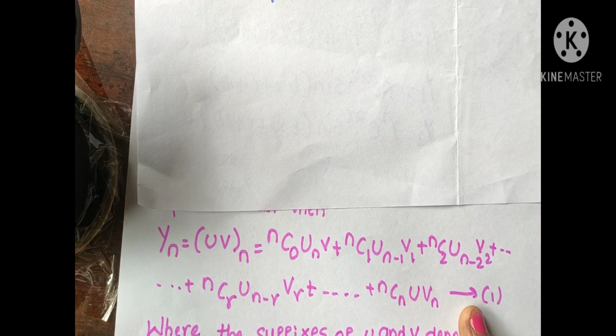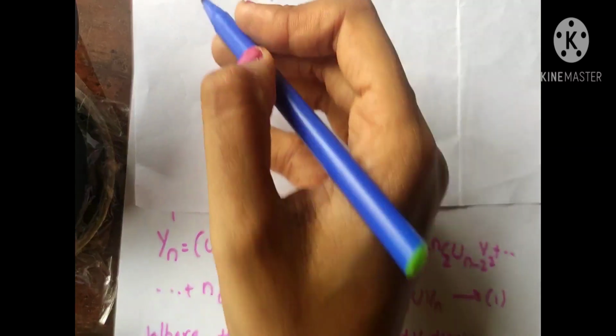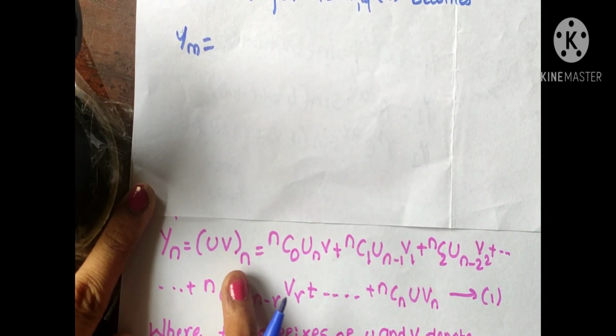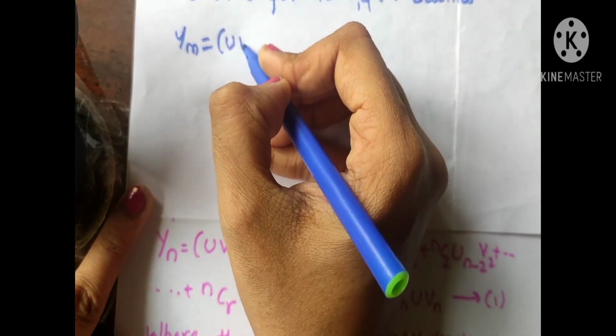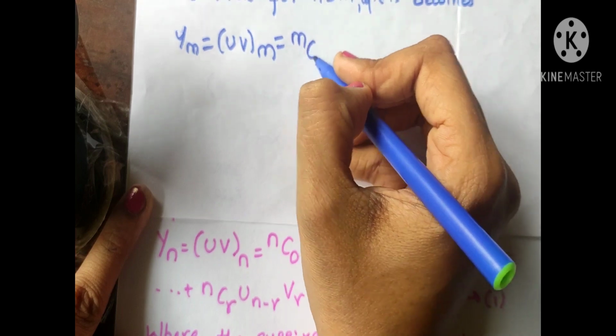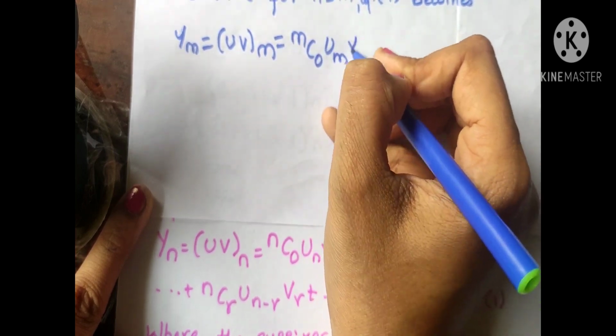So this is equation 1. Substitute n equal to m. So this is ym equal to uv, m equal to mc0 um v.